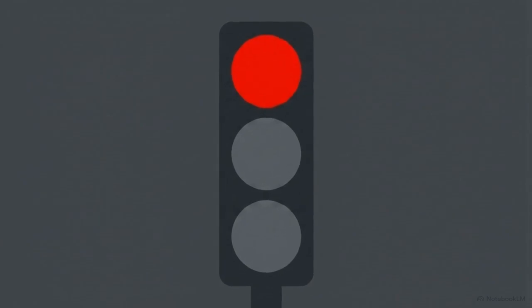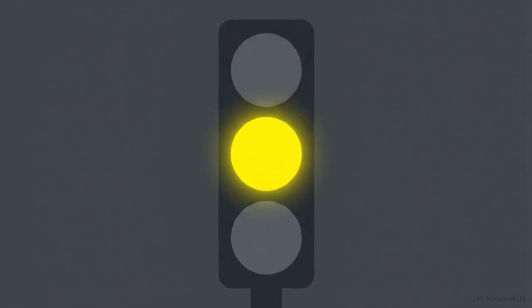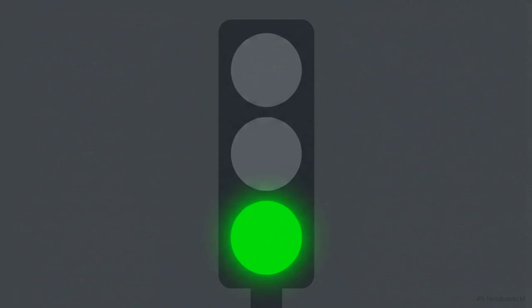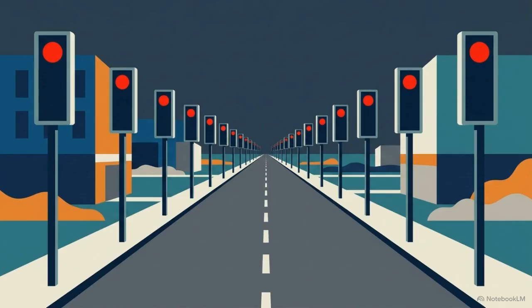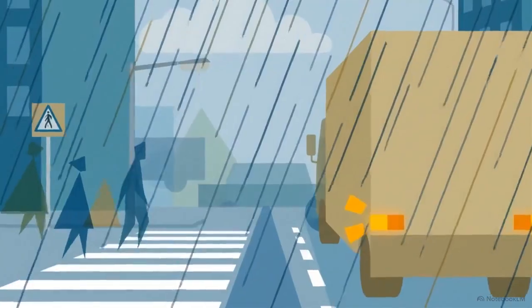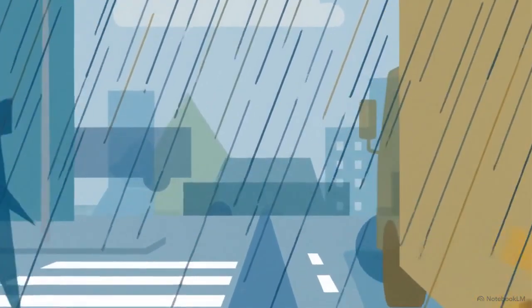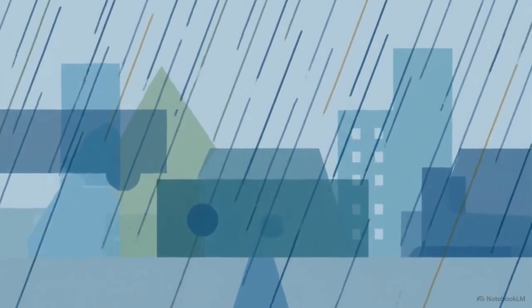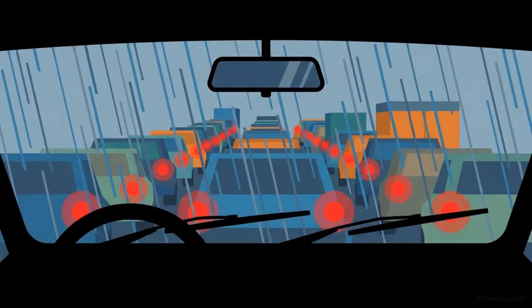Take a look at a standard traffic light. It operates on a strict, unyielding loop: green, yellow, red, and back again, running exactly the same way every single time. But out on the actual street, conditions are rarely that predictable. A pedestrian steps off the curb unexpectedly, a delivery truck blocks a lane, or heavy rain suddenly slows down traffic.